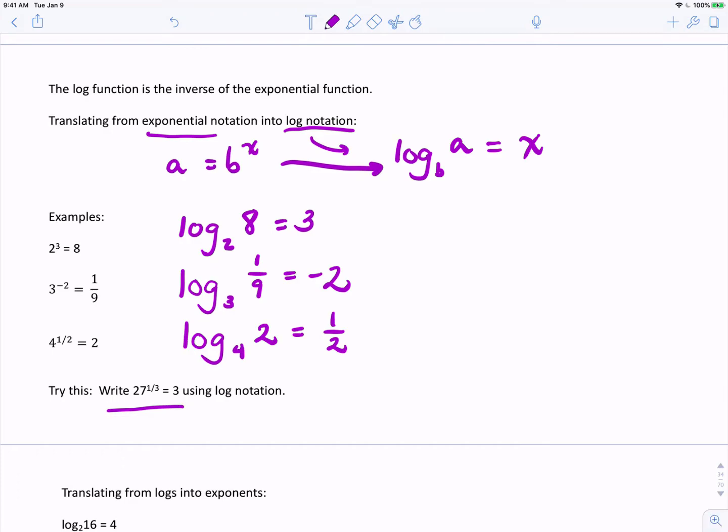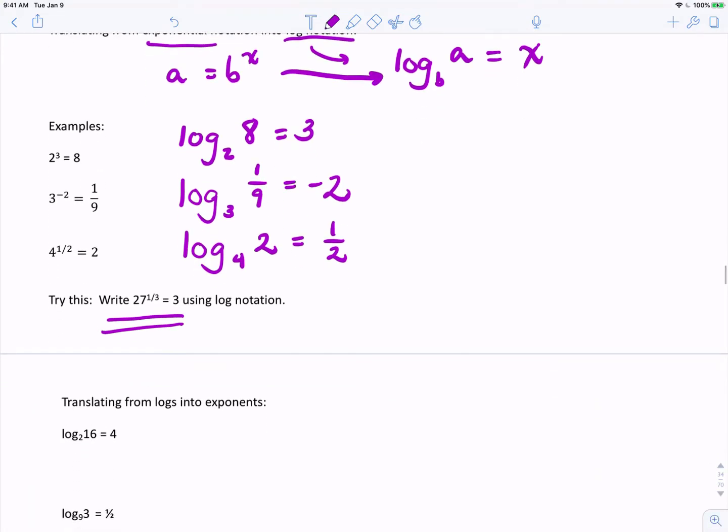Here's one for you to try. Write 27 to the 1/3 power is equal to 3 using log notation. Now we've just practiced going from exponential notation to log notation. So now what we're going to do is practice going backwards. Given log notation, write exponential notation instead. This direction is a little easier because we're more used to seeing exponential notation.